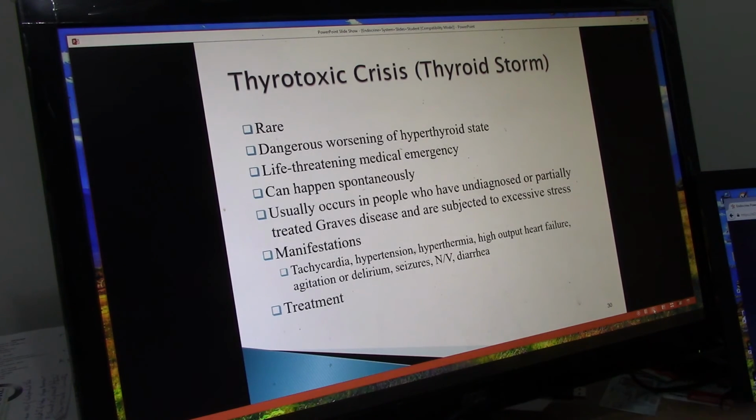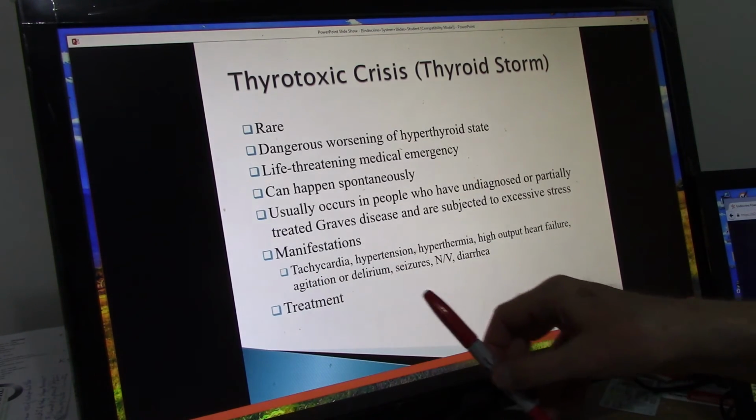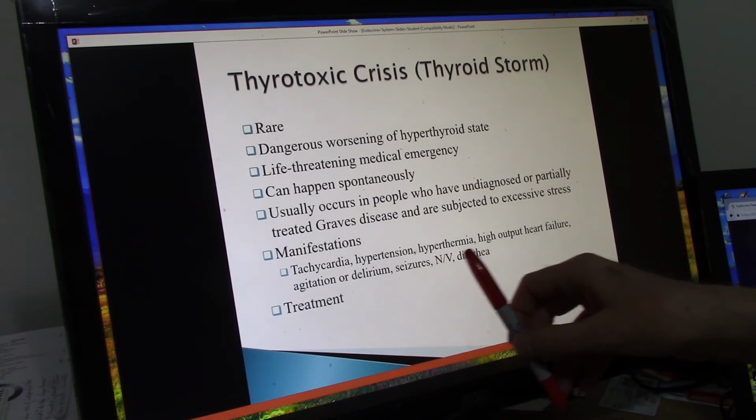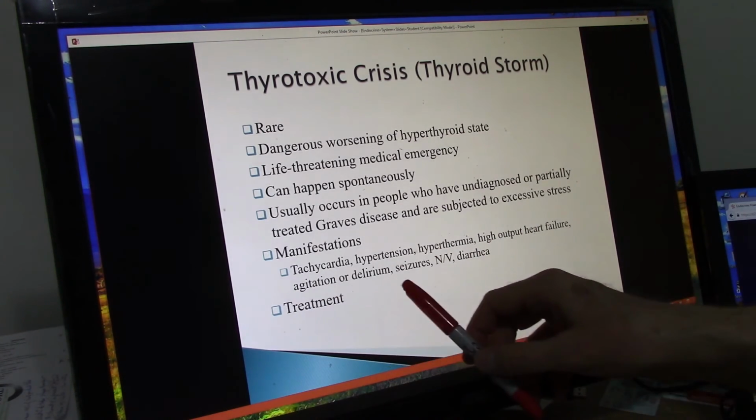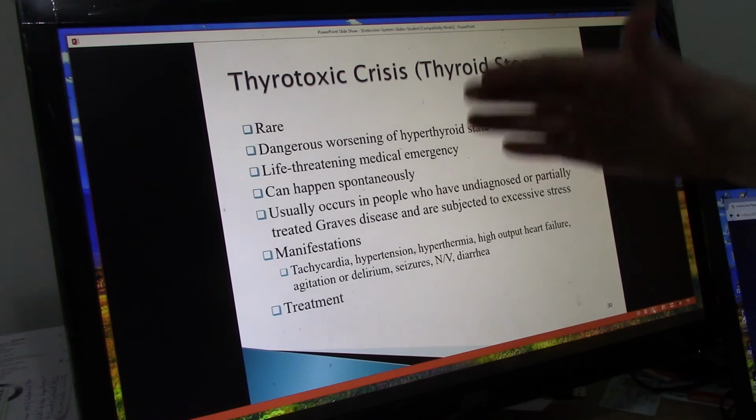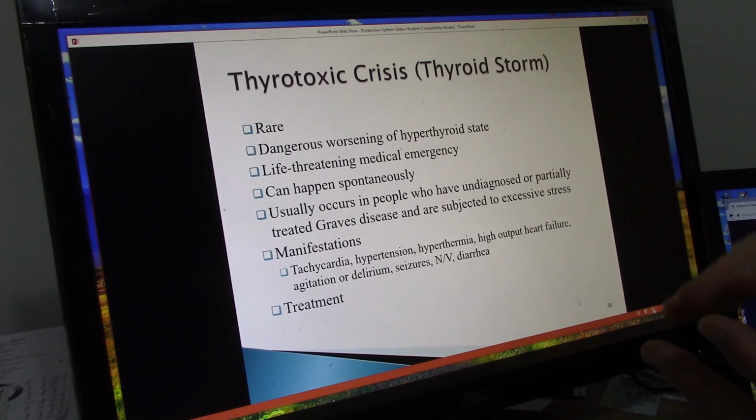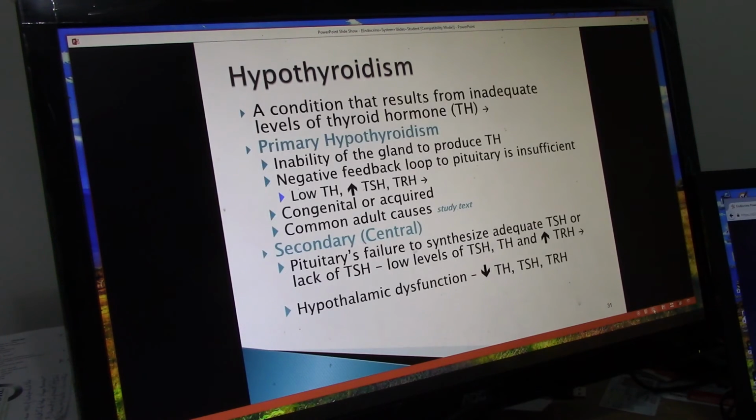Okay, and you can read about that: tachycardic, hypertensive, very, very hot. The heart will start to fail. They'll be very agitated and delirious. So this is one condition that can result in the unmanaged patient.